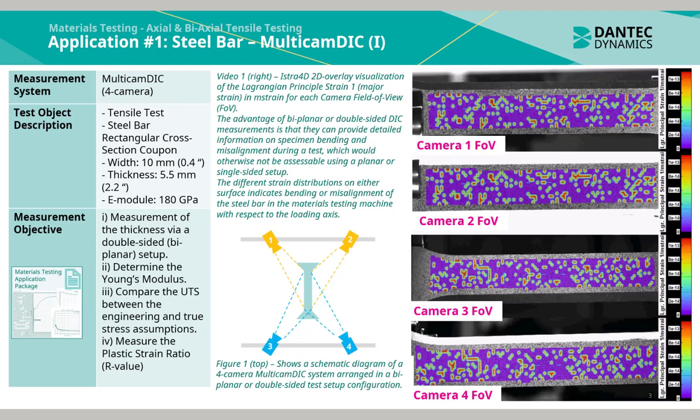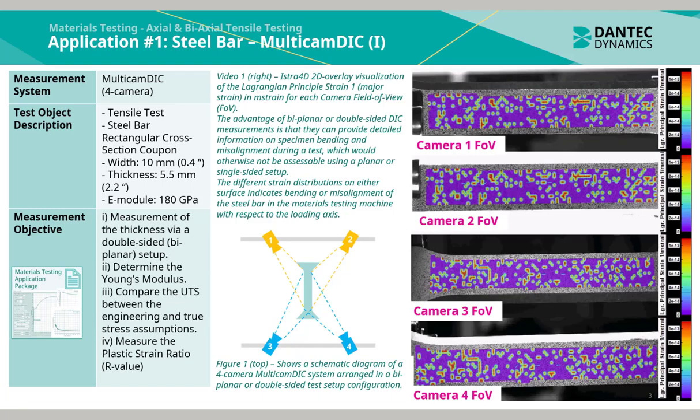To the right, we see the individual fields of view for cameras 1 and 2 from the front side and cameras 3 and 4 from the rear side. Presented in each of the fields of view is the ISTA40 2D overlay visualization of the Lagrangian principal strain 1, or major strain in millistrain.